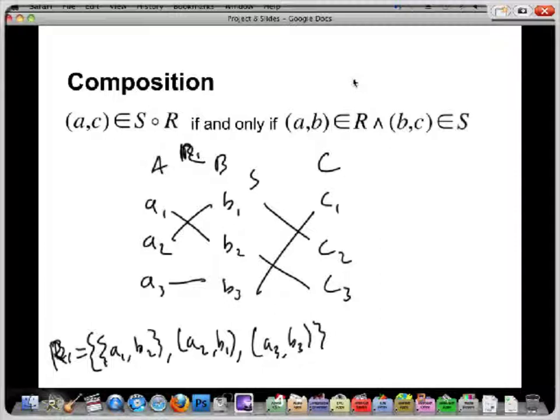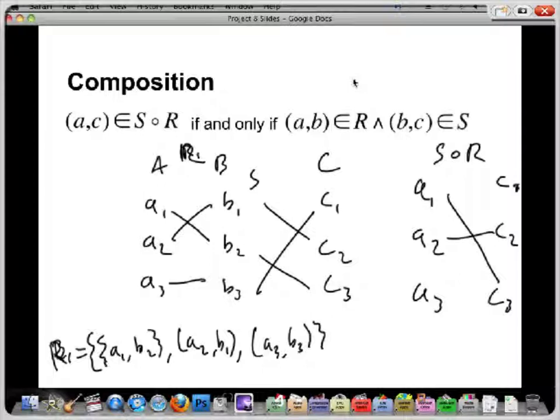So what this is going to do is it's going to basically follow these lines and cut out the middleman. So now S composite R is going to have elements of A and elements of C. So now A1 is going to be mapped to C3, A2 is going to go to C2, A3 is going to go to C1. So just like that, composition is pretty easy. You just basically follow these paths and you cut out the middleman.